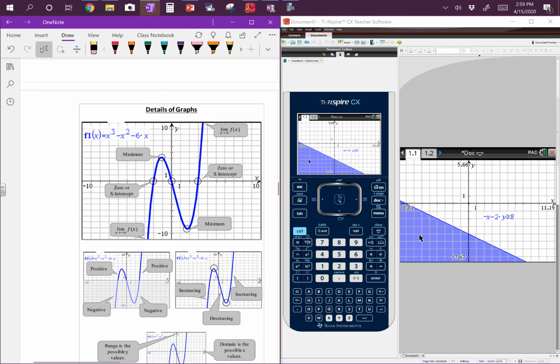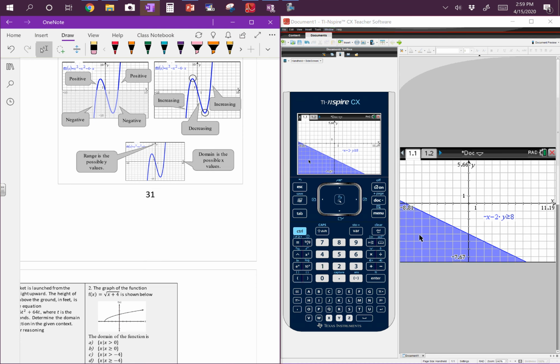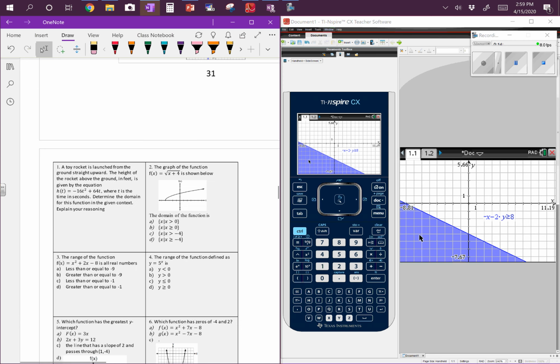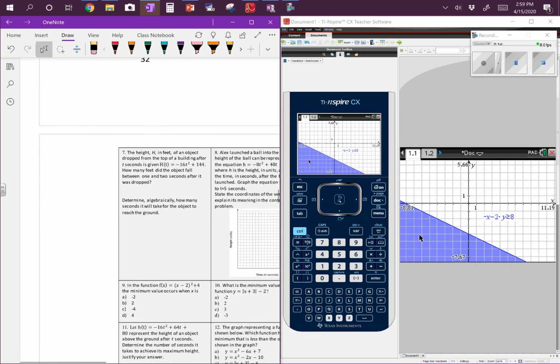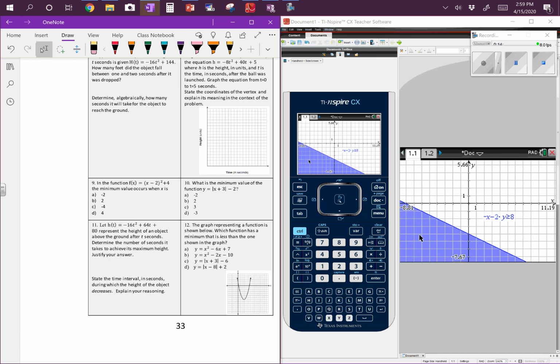I want to talk about details of graphs next. For your details of graphs section, I'm going to do the first one with you guys, and then I'm going to set you free to try and figure out which ones you can do.